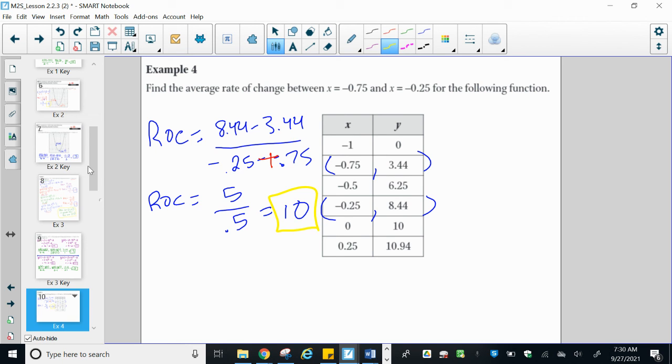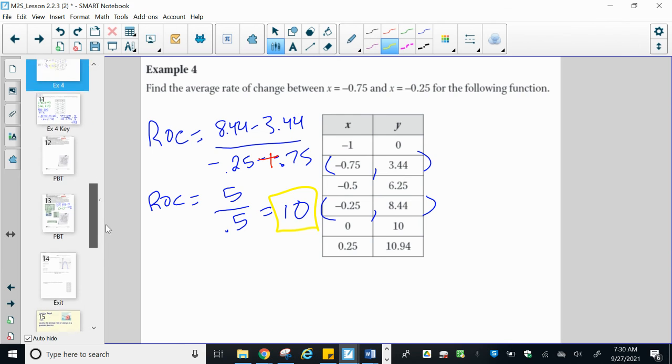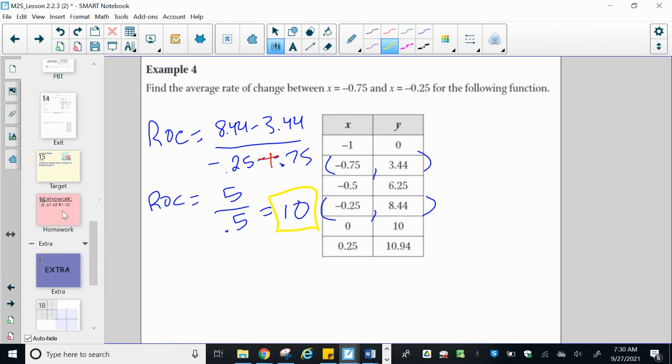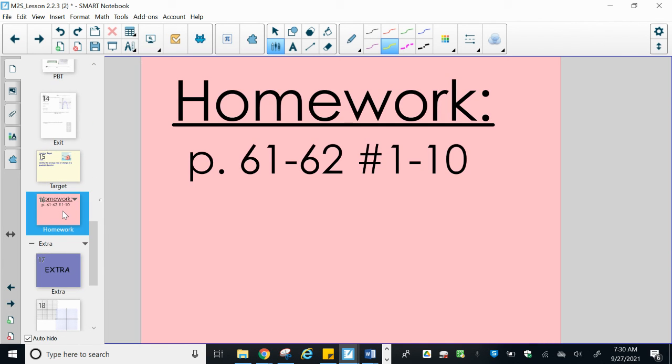All right, so goal for today was be able to find rate of change given a function, given a graph, or given a table that represented a quadratic function. Homework for tonight in our textbook, we're looking at page 61 to 62, questions 1 through 10.